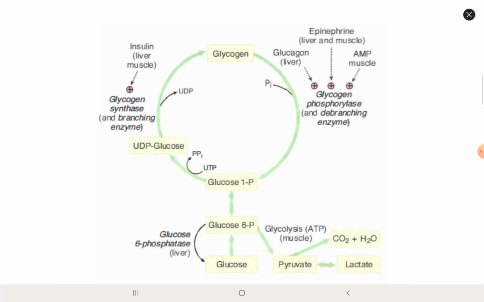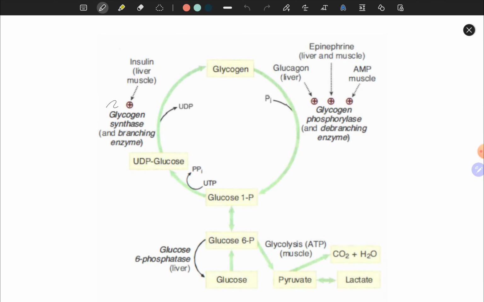Insulin stimulates glycogen synthase and the branching enzyme, while glucagon, AMP and epinephrine stimulate glycogen phosphorylase and debranching enzyme.